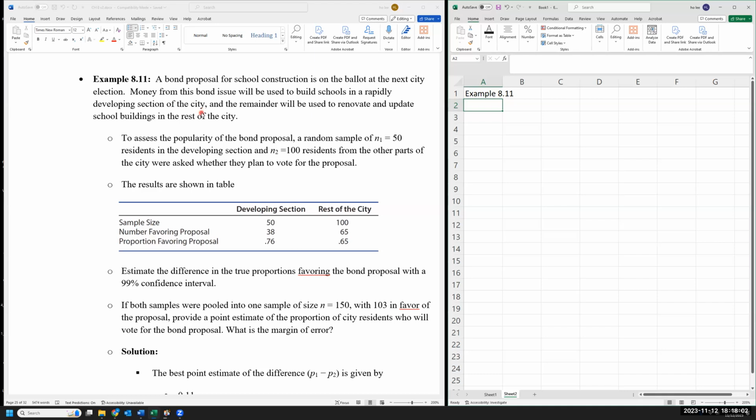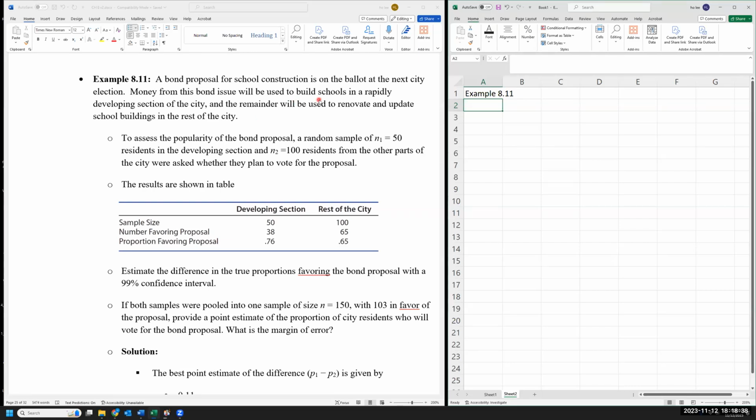like a newer section of town. And the remainder will be used to renovate and update school buildings in the rest of the city. So basically, it's going to build a fancy new school in the new upcoming area of town, and the rest of the town just gets a little refurbishment. Now, what they want to do is assess how popular is this bond proposal? And is it going to be more popular for those in the newer area? Yeah, because they're getting a new school versus the older area where they're just getting refurbished schools.